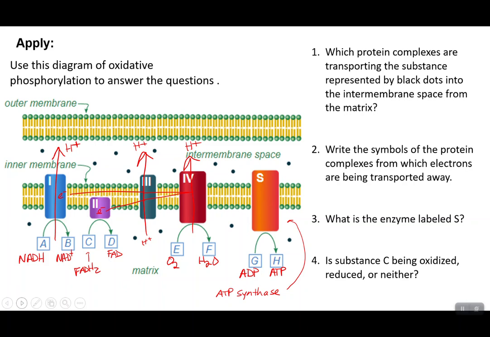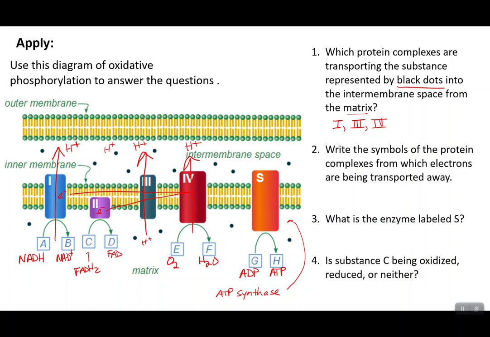All right, which protein complexes are transporting the substance represented by black dots into the intermembrane space from the matrix? So these little black dots here, these are representing basically H pluses or protons. Okay. So which protein complexes are the ones responsible for pumping these protons? Well, that's going to be complex 1, complex 3, and complex 4. So this is to note that complex 2 does not pump any protons across the inner membrane.